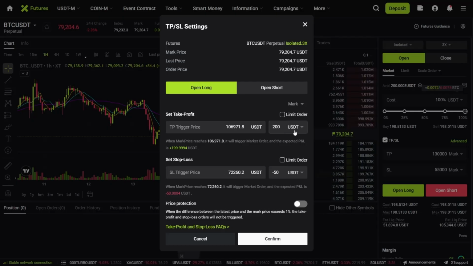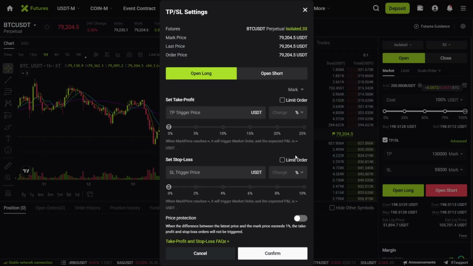And the last way to set your take profit or stop loss is by price change. This would be the price change of the asset. So let's say I want to exit my trade once Bitcoin goes up 50%. And we can see the price Bitcoin would be at. And on the downside, I want to exit my trade if Bitcoin goes down more than 25% and just cut my losses. These are all the different ways that you can set your take profit and stop loss.